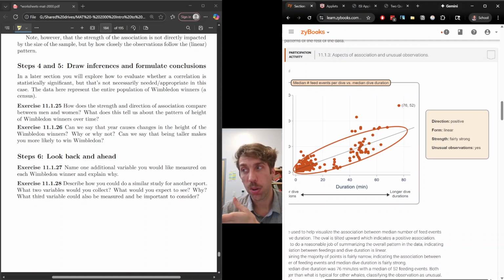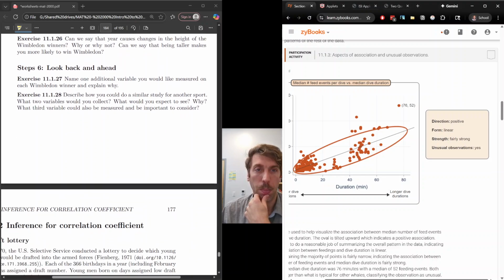And the key words there were what to expect. When we're talking about what we might expect, we're avoiding causation language. Whereas in number 26, can we say that the year causes change in the height of Wimbledon winners? Why or why not? This should relate to an earlier question from like the first couple questions of this worksheet. Okay, look back and ahead.